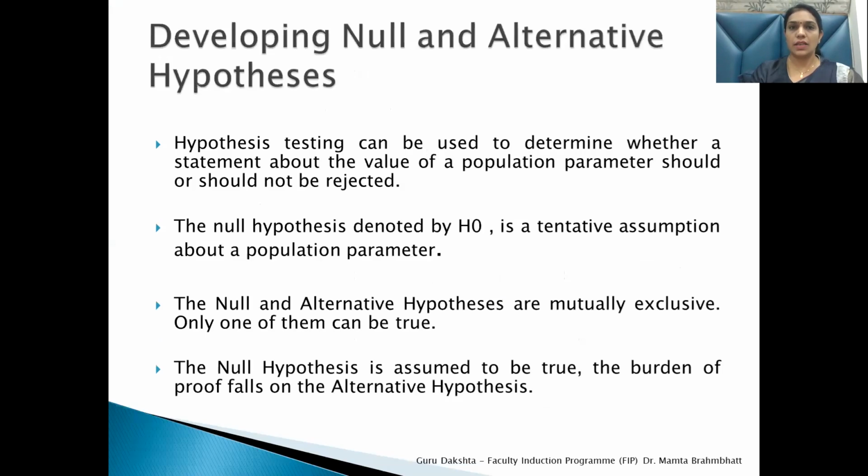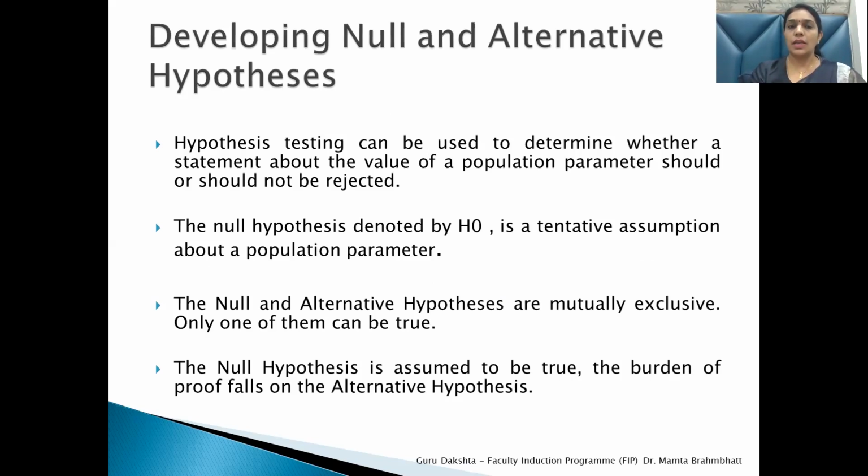Let us start with the null hypothesis and alternative hypothesis. Hypothesis testing can be used to determine whether the statement about the value of a population proportion or population parameter should or should not be rejected. So null hypothesis is denoted by H0 and it is an assumption about the population parameter. Now in the previous section, I have covered what is population parameter. Whenever you are doing the null hypothesis, we are making the assumption about the population parameter value.